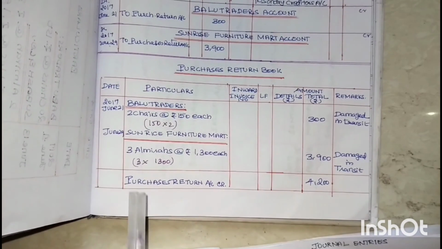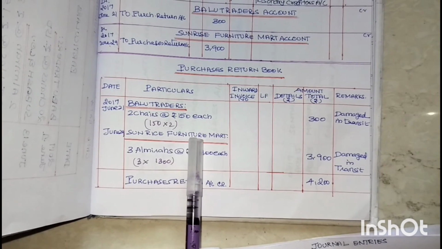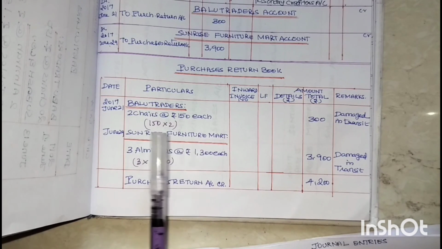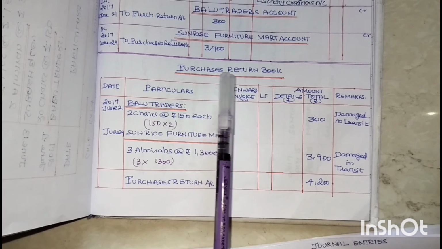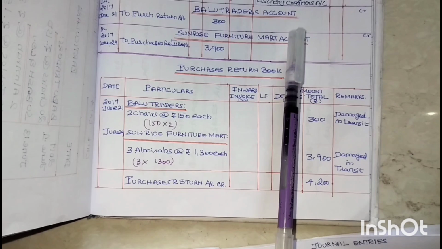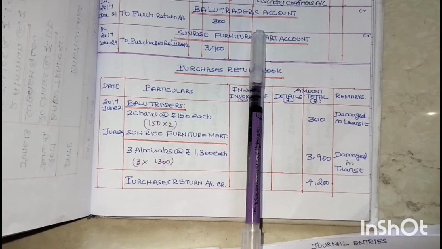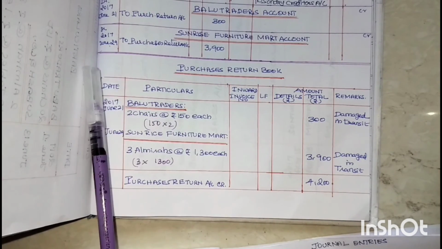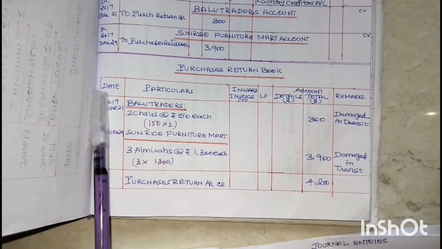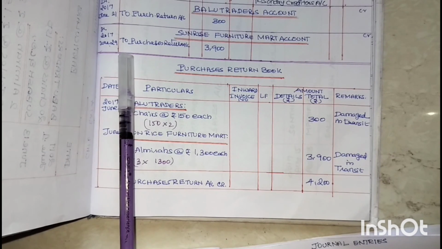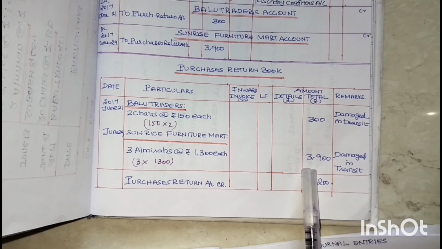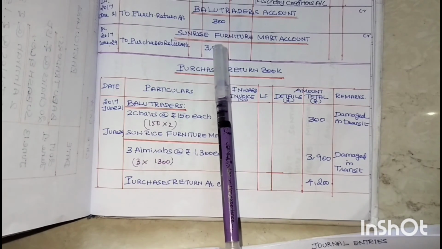Then the next respective account is Sunrise Furniture Mart account. What is the journal entry for the Sunrise Furniture Mart? That is Sunrise Furniture Mart account debtor to purchases return account, right? So we write the name of the account on the top middle of the ledger account. We written it. So we go to the debit side, dated 2017 June 29. The opposite account is purchases return account. How much rupees? 3,900 rupees we posted into the ledger account.